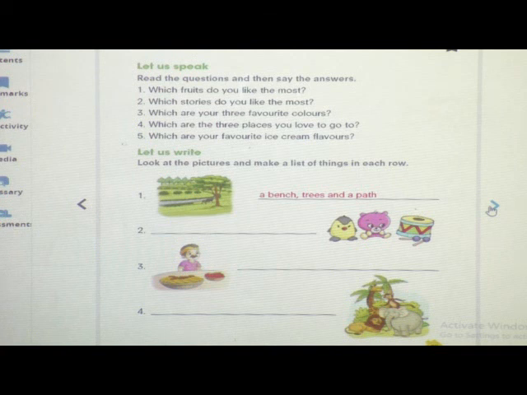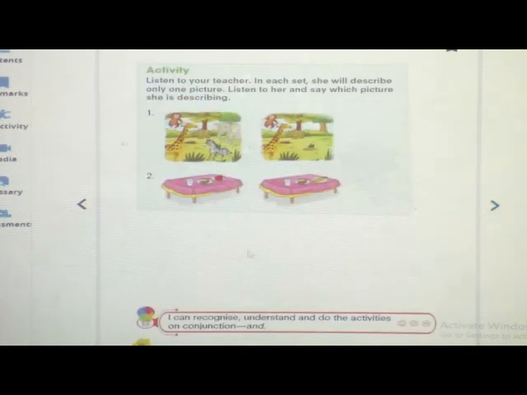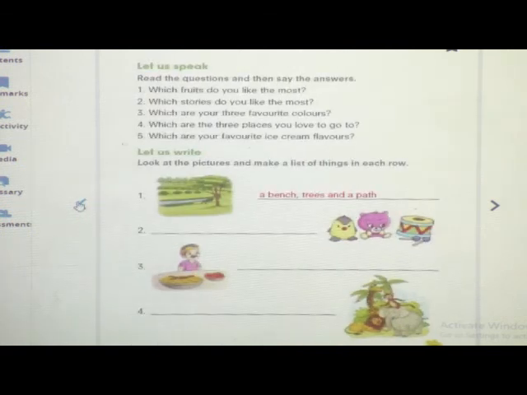Now let us see. Look at the picture and make a list of things in each row. Page number 85. Okay, page number 85. The first one is done for you. A bench, trees and a path. What can you see in that picture, children? You can see bench, trees and path.